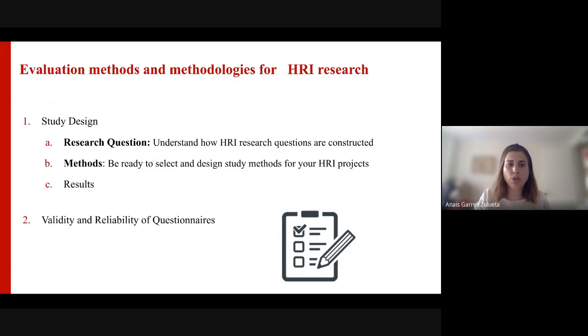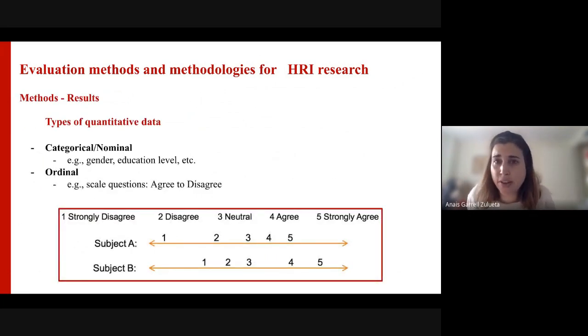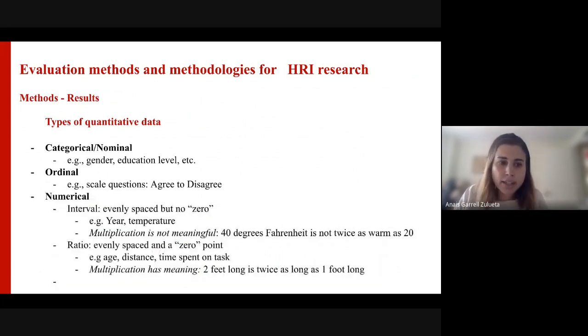Okay, so now that we know what we want to analyze, which methods can we use? Let's see how we obtain the results. You know that there exist different types of data. We have categorical data, ordinal data, and numerical data, which could be interval or ratio. I won't go in depth because you already know it. But depending on the type of the data, we will use some statistical tests or others. So my goal now is to give you some recipes that tell you which test you have to use depending on the data that you have.